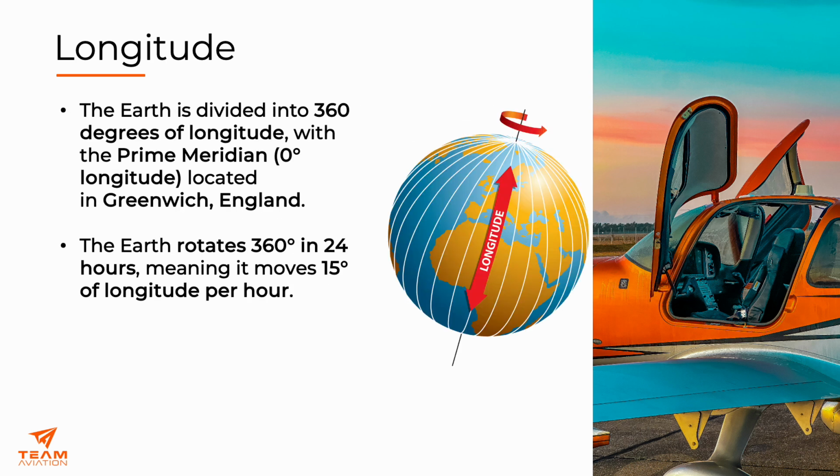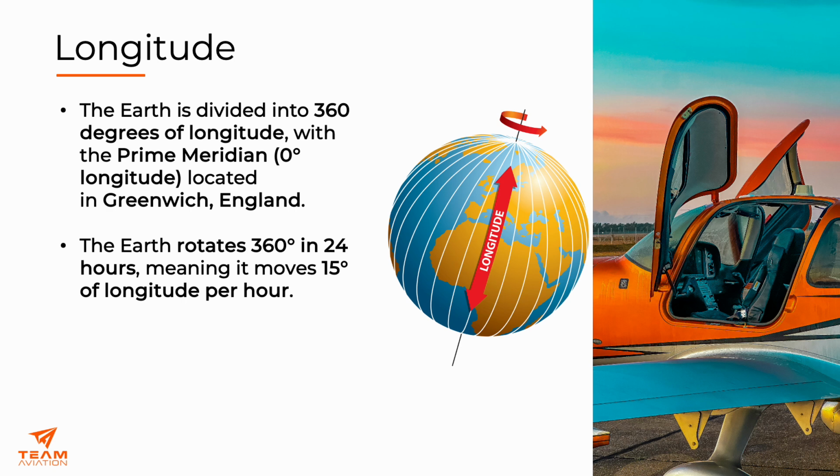The Earth is divided into 360 degrees of longitude, with the prime meridian at 0 degrees located in Greenwich, England. This is the starting point for measuring longitude east or west. The Earth rotates 360 degrees in 24 hours, meaning it moves 15 degrees of longitude per hour. This movement is what creates our time zones. For every 15 degrees east of the prime meridian, the local time is 1 hour ahead of UTC. For every 15 degrees west, the local time is 1 hour behind UTC.